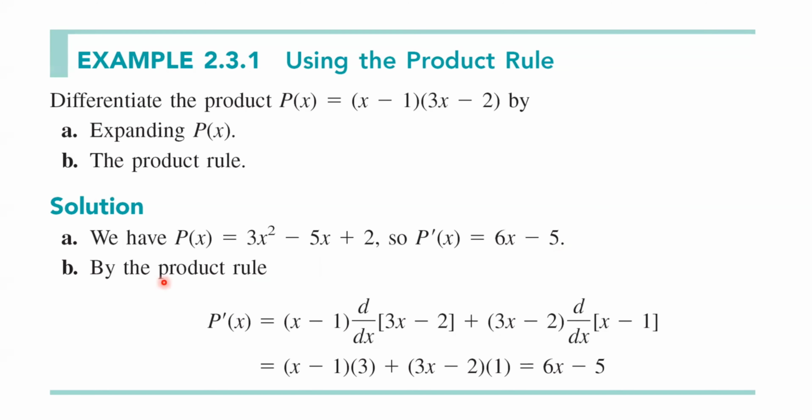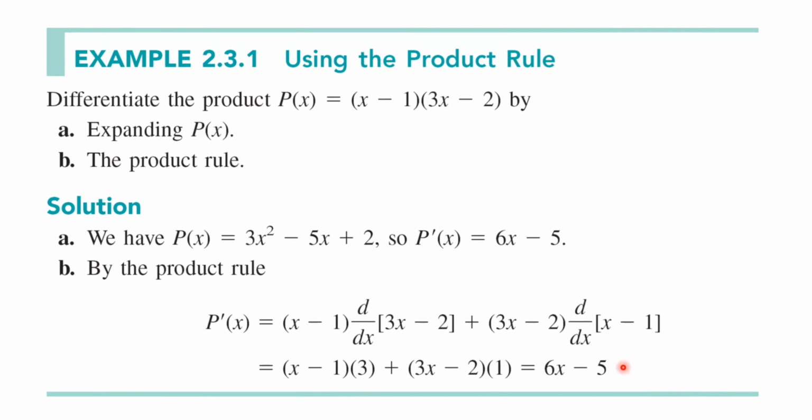In the case of applying the product rule, we are going to get p prime of x equals x minus 1 times the derivative of 3x minus 2 plus 3x minus 2 times the derivative of x minus 1. So the derivative of 3x minus 2 is 3, while the derivative of x minus 1 is 1. So algebraically, simplifying also results to 6x minus 5.